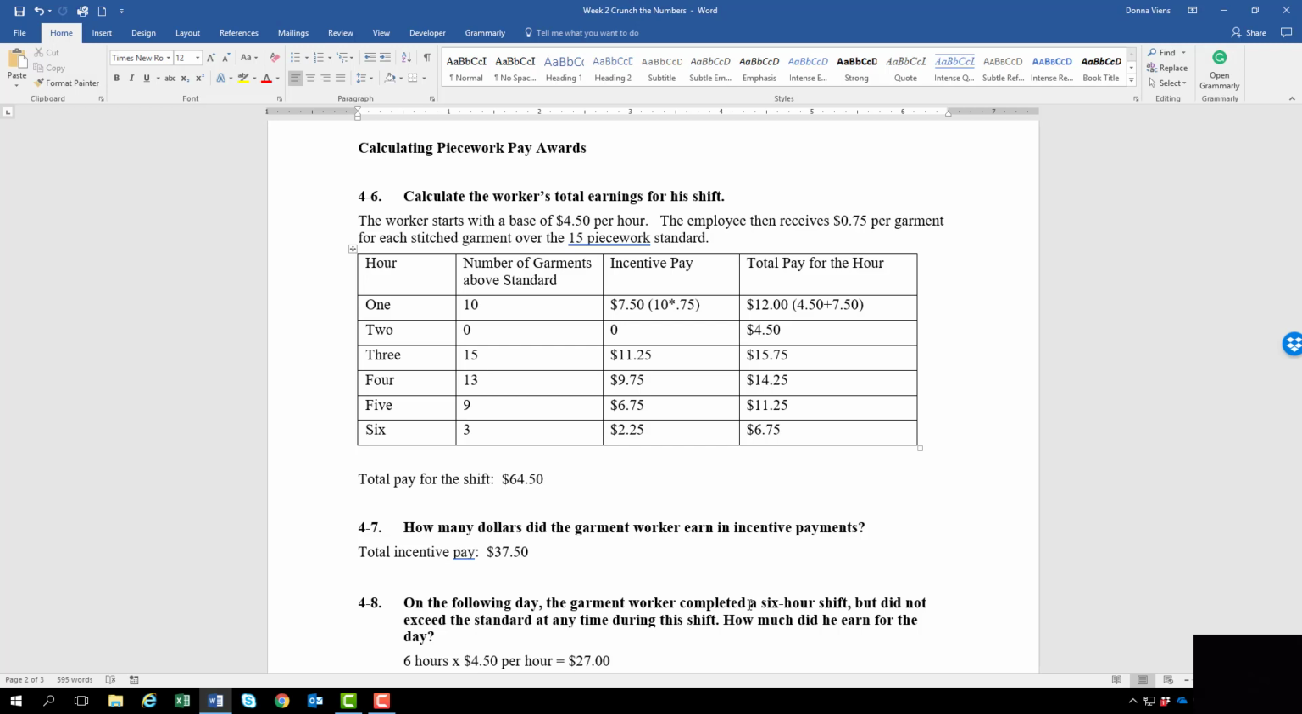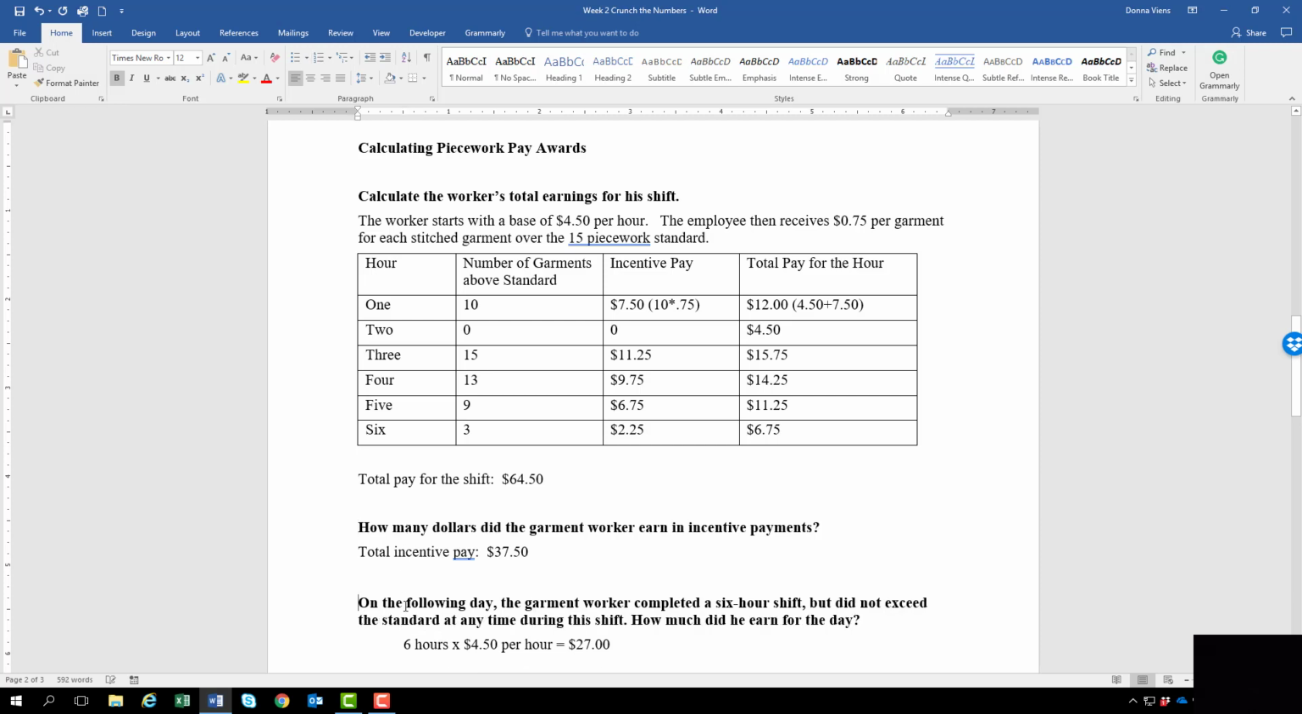So on chapter 4, which I don't believe these are the correct numbers that we're working with in chapter 4, but when I brought them over, oh yeah, they were. So what you want to do in chapter 4 is look at what happens when you have an organization that is working on piecemeal. So again, I'm a huge chart fan, so I put a little chart together. I said, okay, hour, number of garments, incentive pay, and then total pay per hour. So I'm able to easily calculate this across.